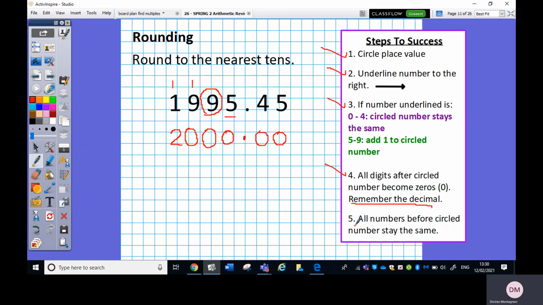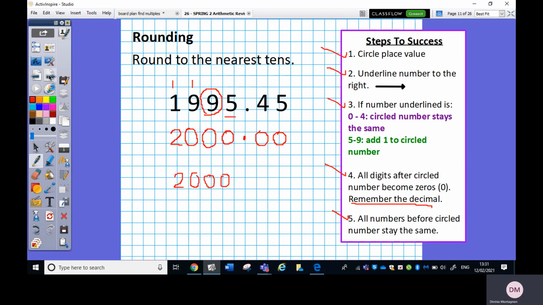Now, step 5 says all numbers before the circled number stay the same, but they've already changed. So actually we can ignore this because we've had to regroup all of the other numbers before the circle. This is one time that we can ignore this step. Okay, so my answer is 2000.00 or simply 2000. Okay, I think you're ready.